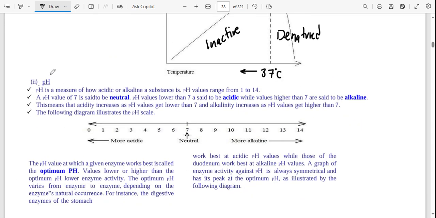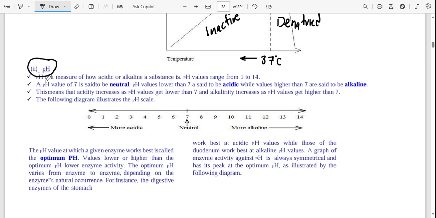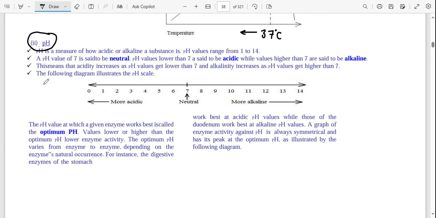Okay, how about pH? We've talked about temperature. Now, enzymes, the same, they work well at a specific pH.